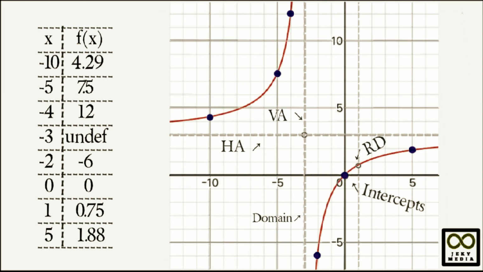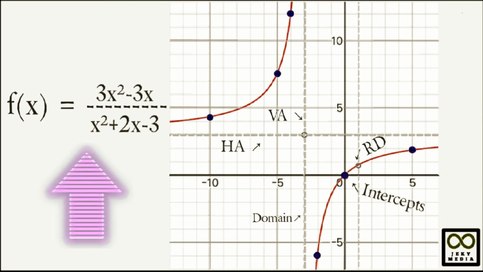Step 5. Let's use a smooth curve to trace the points we have assigned for the rational function. What you see is the graph of the rational function f(x) equals 3x squared minus 3x over x squared plus 2x minus 3.